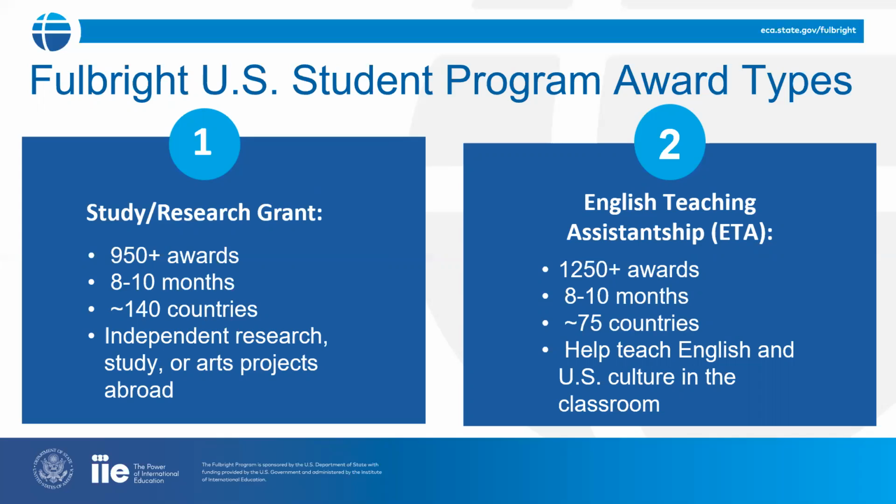In the second category, you have English teaching assistantships, or ETAs. You're going to hear ETAs thrown around a lot. This is the largest number of awards, 1,250 plus, same academic year length. Fewer countries offer these, but there are several countries that have really large programs and well-established programs. And the purpose of the ETA is for you to go in and help teach English as a native English speaker, but also present US culture in the classroom. Again, this is an ambassadorial grant. So you are not the teacher in the classroom in most cases.